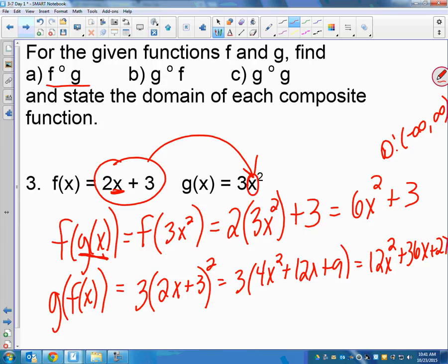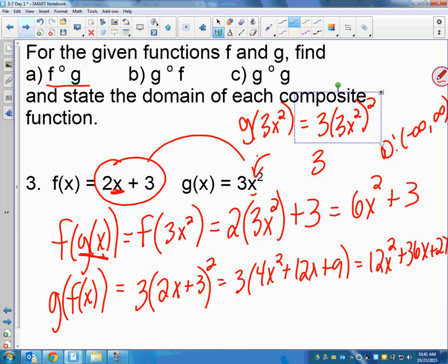I didn't do g of g. What would g of g look like? That would be g of 3x squared. So I'm going to take 3x squared and plug it in for x. So I would get 3 times 3x squared, squared. So again, order of operations, forget about that 3 for a minute. And square that would be 9x to the 4th. So I think you should just get 27x to the 4th as g of g.